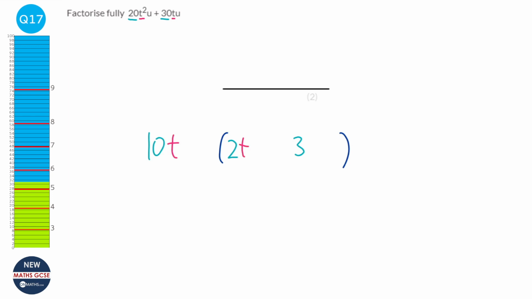And finally, I'm going to look at the u. And there's just a u on both of them I can factorise out. And actually, that just leaves nothing on the inside of the bracket. Now, always when you do this, expand the bracket to check if you've made any mistakes.